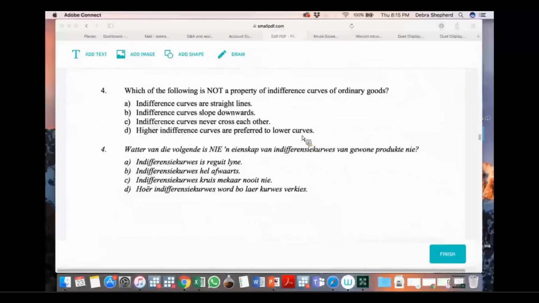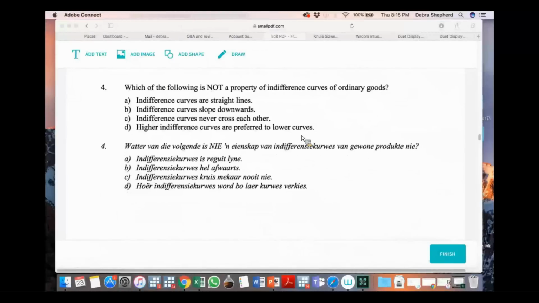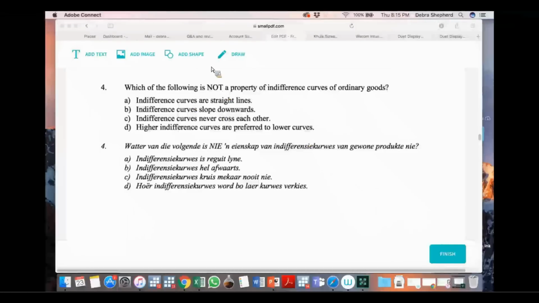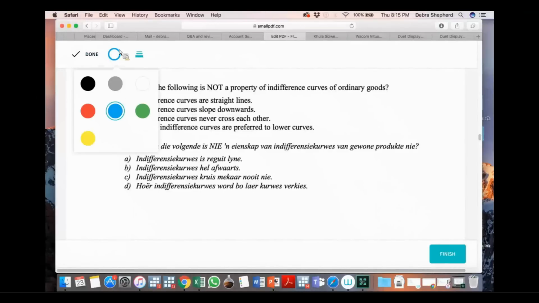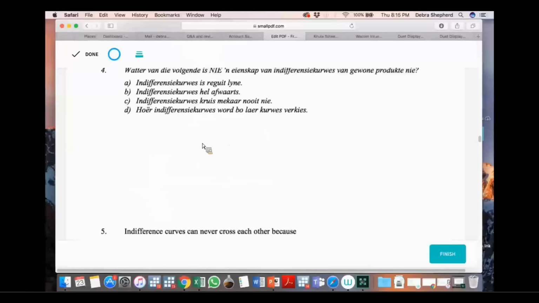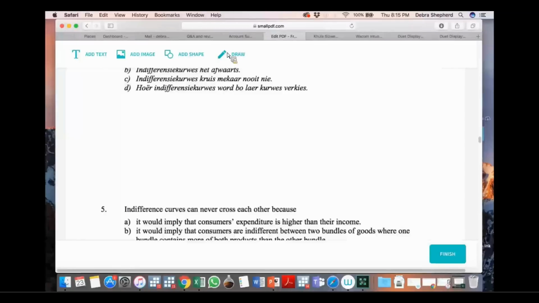Okay, the next few questions are in indifference curves. Which of the following is not a property of indifference curves of ordinary goods? So ordinary goods is a very particular description. Normal goods and inferior goods can be ordinary or substitutes or complements. Okay, so ordinary isn't the same as normal. Ordinary has to do with the shape of an indifference curve.